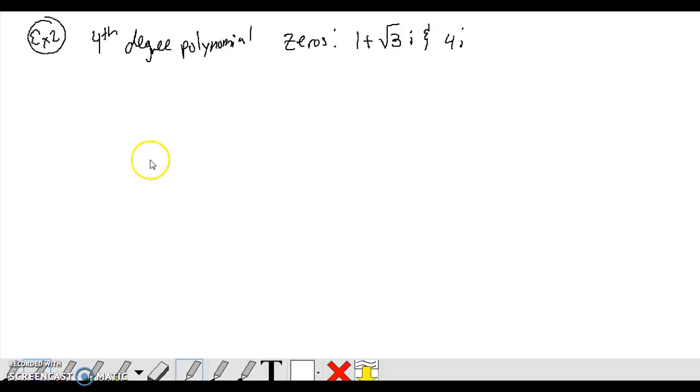But we're just going to dive right into this. So 4th degree, so I know my n is equal to 4. Again, we're going to write it in general form. So let's do general.